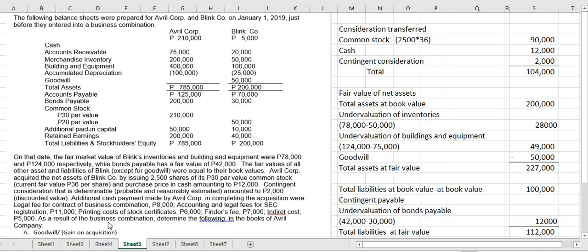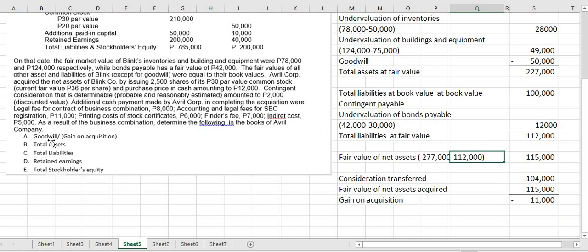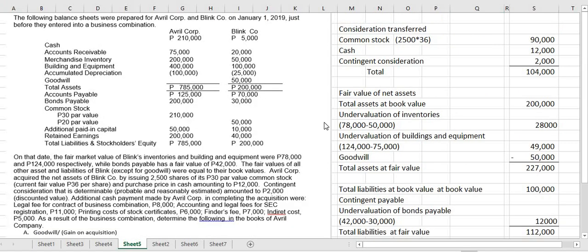Okay, so yung requirement, no? So as a result of the business combination, we shall be determining if it's goodwill or gain on acquisition, total assets, total liabilities, retained earnings, and total stockholders equity. So before we compute the goodwill or a gain on acquisition, let's determine muna what are the consideration transferred.